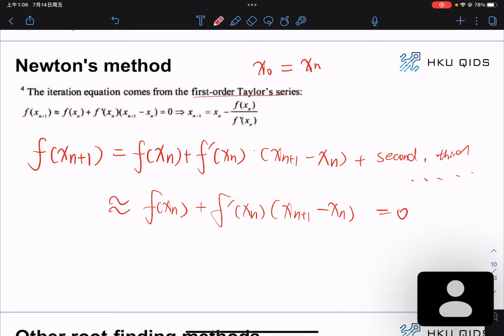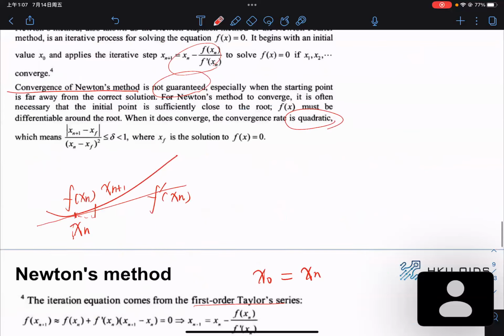Then what is going to happen? Basically, we can find now x(n+1) is going to be xn minus f(xn) divided by f'(xn). Okay. So basically you know the reason. But maybe you may ask why we should let this f(x(n+1)) equal to 0.